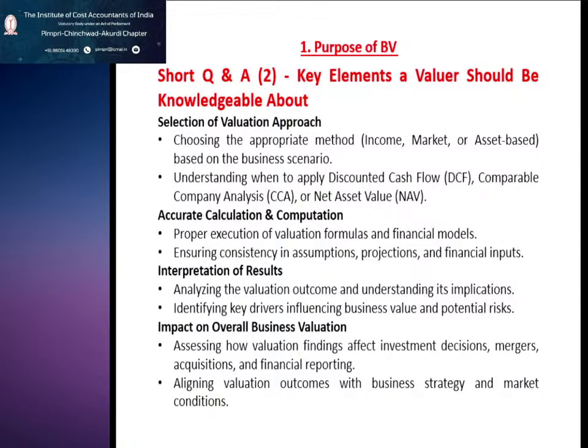So wherever business assumptions are being done or economic assumptions are being done, there should be consistency, which is a key aspect of valuation. So ensuring consistency in assumptions and projections and financial inputs. Then comes interpretation of results. So a valuer should be knowledgeable about analyzing the valuation outcome and understanding its implications. There he should be knowledgeable about identifying key drivers influencing business value and potential risks.